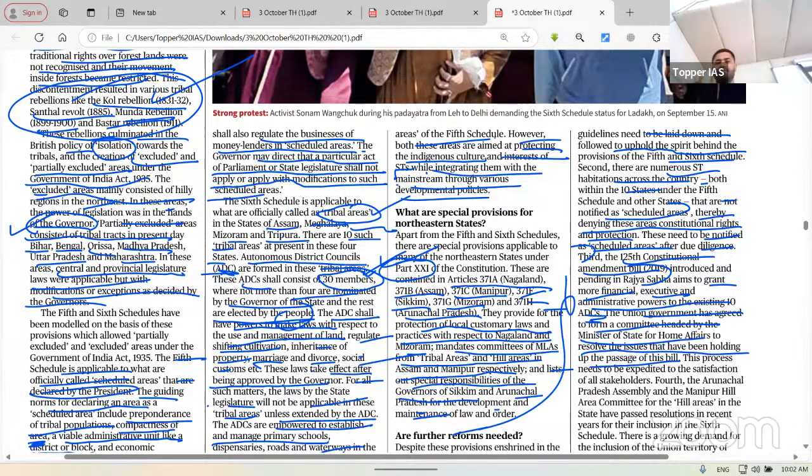So what is the thing? The suggestion is that this bill should be passed soon. Understanding this process needs to be expedited to the satisfaction of all stakeholders.